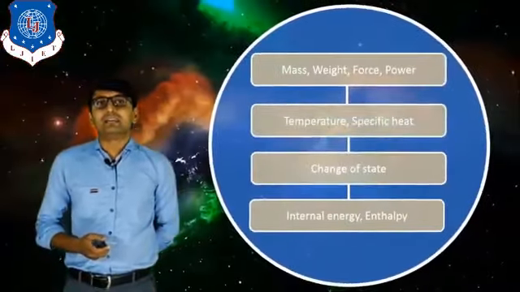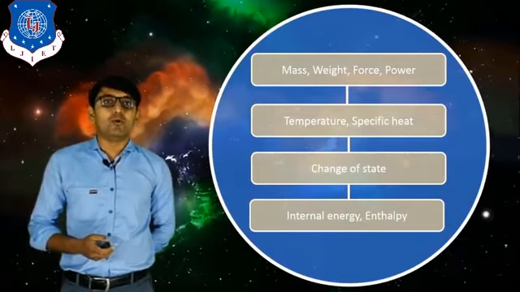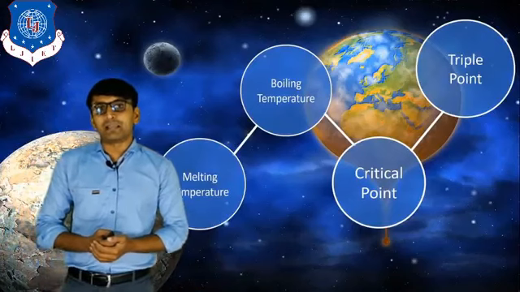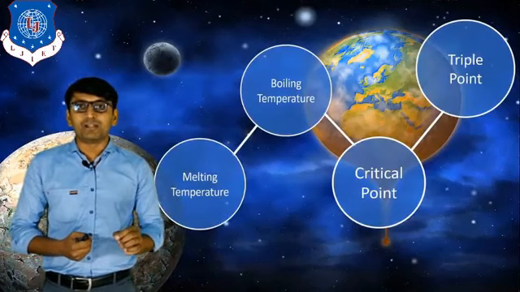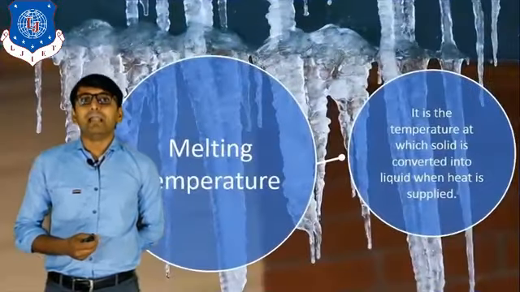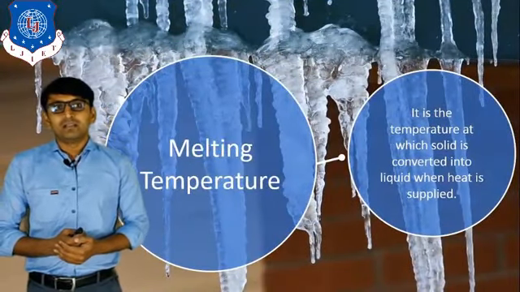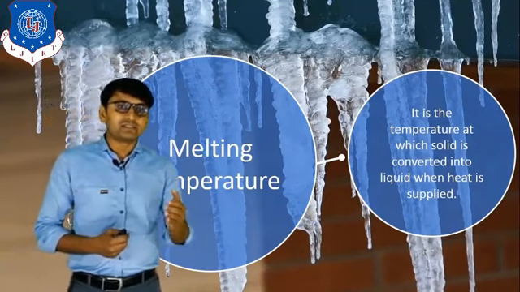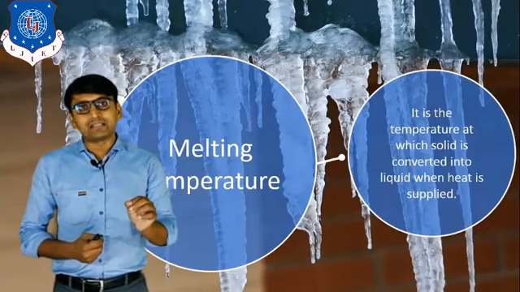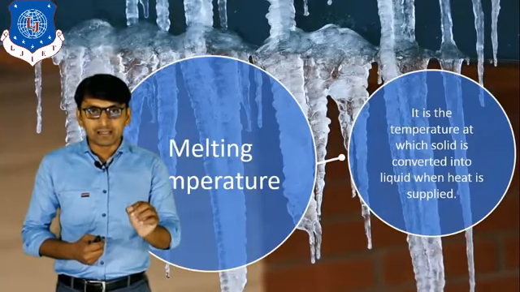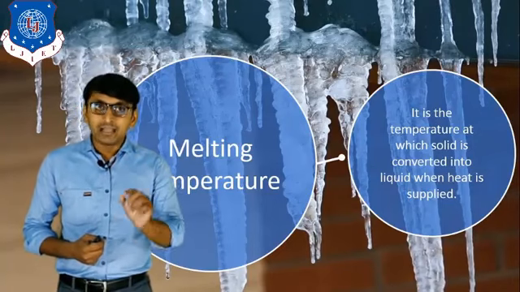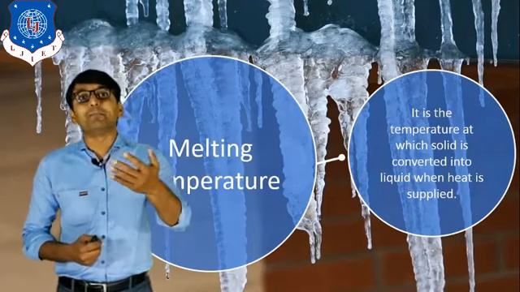Now the next, third topic, is change of state. In this topic we discuss melting temperature, boiling temperature, critical point, and triple point. First one is melting temperature. Melting means solid converted into liquid form. Melting temperature is the temperature at which solid is converted into liquid when heat is supplied.